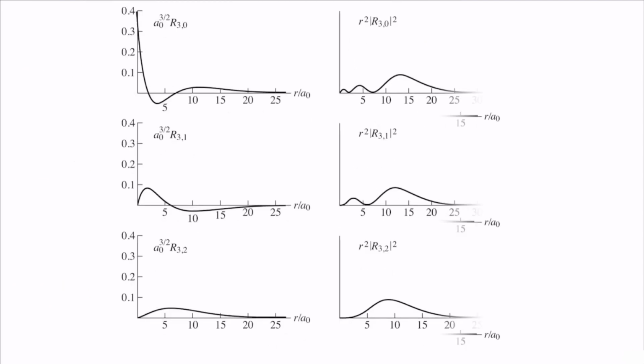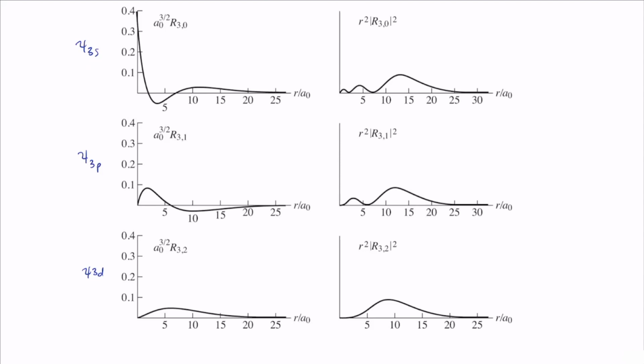Now let's finish this analysis by taking a look at the n equals 3 states. So what we have up here now, this will be the radial portion that corresponds to psi of 3s, psi of 3p, and psi of 3d. And we once again see basically the same type of structure, right?